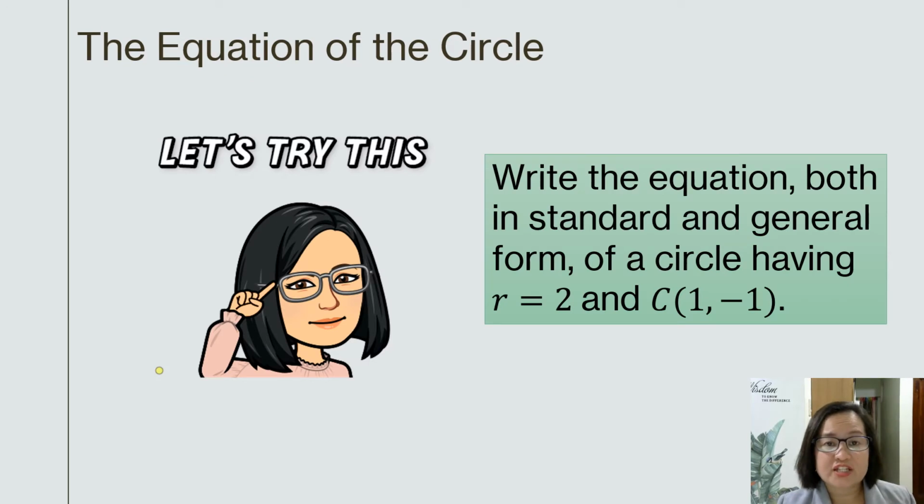Let me check if you really understand the steps in writing the equation of the circle in general form. Let's try this. Write the equation both in standard and general form of a circle having r equals 2 and center at 1, negative 1. You may pause the video while working on it.